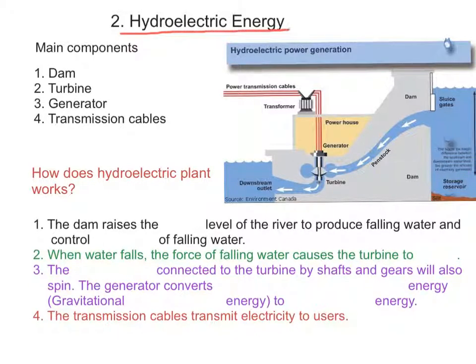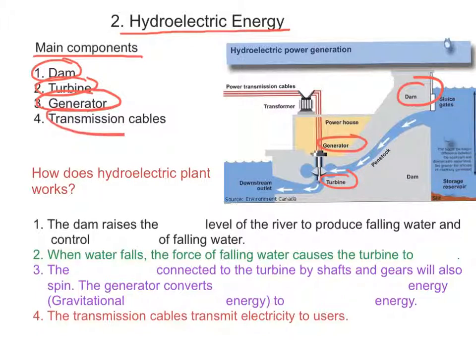Hydroelectric energy. The main components of hydroelectric energy are the dam, the turbine, the generator, the transmission cables. How does a hydroelectric plant work?